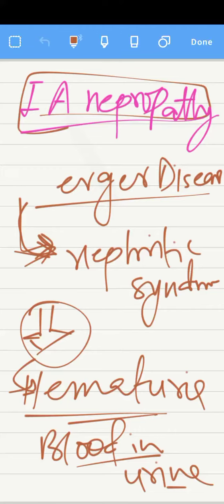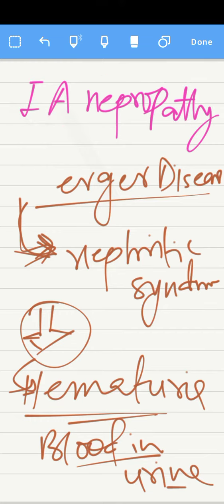Okay, so now the topic is IgA nephropathy, also known as Buerger disease. IgA nephropathy, or Buerger disease, is a disease of the kidney which involves kidney involvement and deteriorated kidney function, hematuria (blood in urine), and GIT complications and respiratory complications as well.